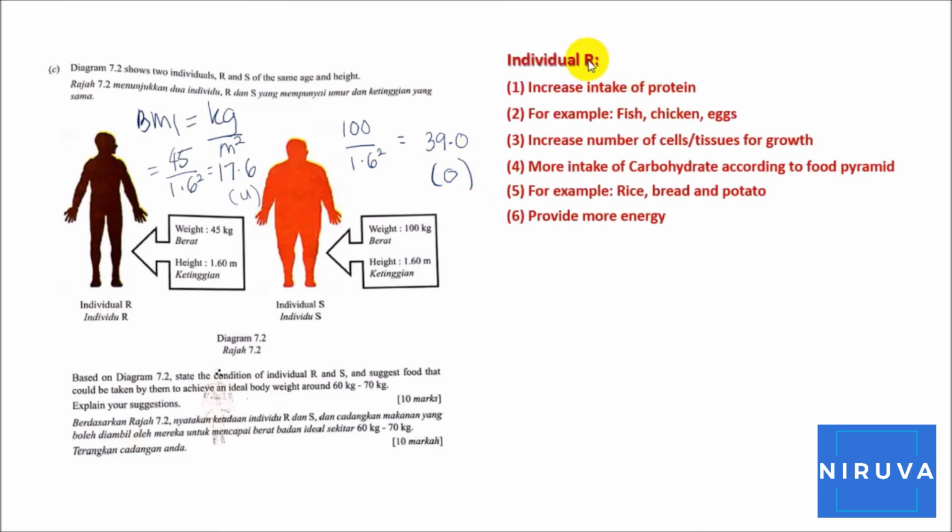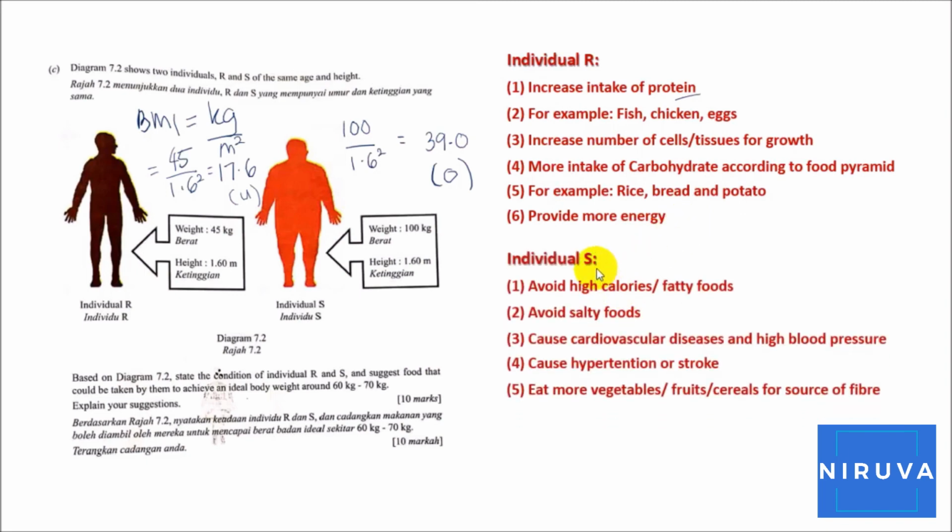For individual R, food that should be taken in high amount is protein, for example fish, chicken and eggs, in order to increase number of cells or tissues for growth. Apart from that, more intake of carbohydrate according to food pyramid, for example our daily common foods like rice, bread and potato that will provide more energy.